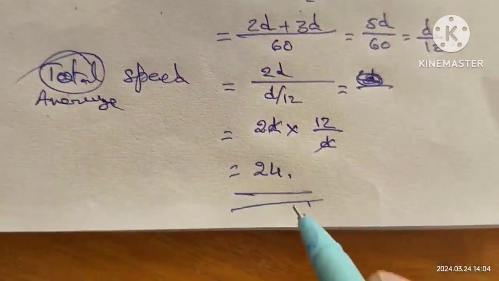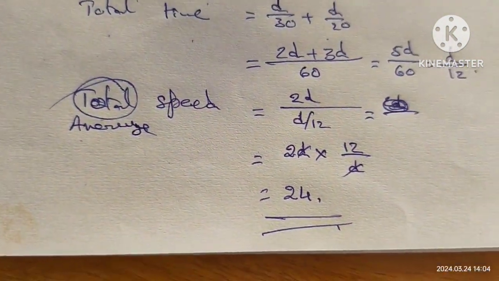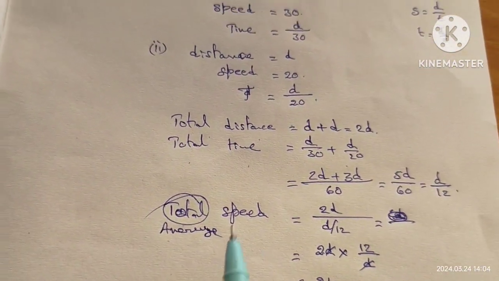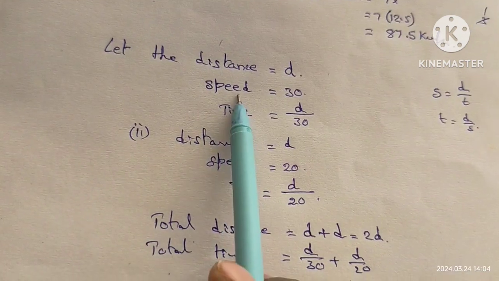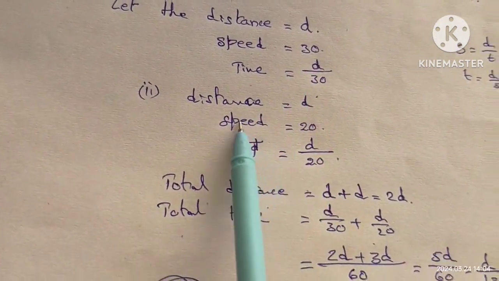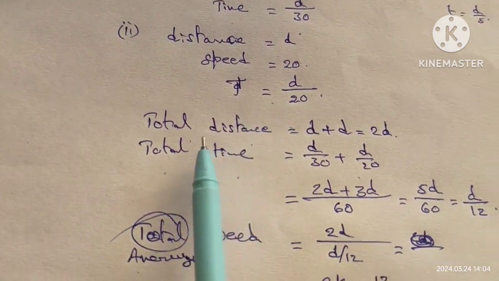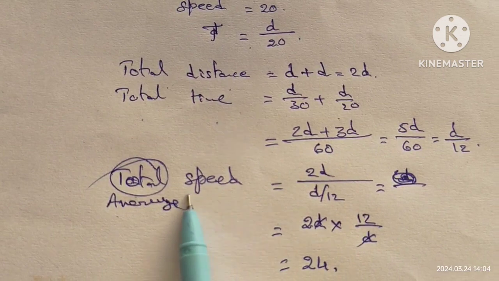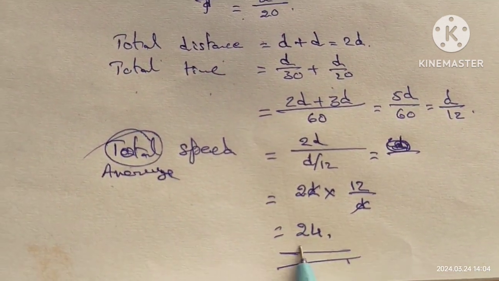Average speed is equal to 24 kilometers per hour. Here, first I took the distance as d and the speeds they gave, and calculated the time. Second, I also did the same. After that I calculated the total distance and total time. After that we got the average speed 24.